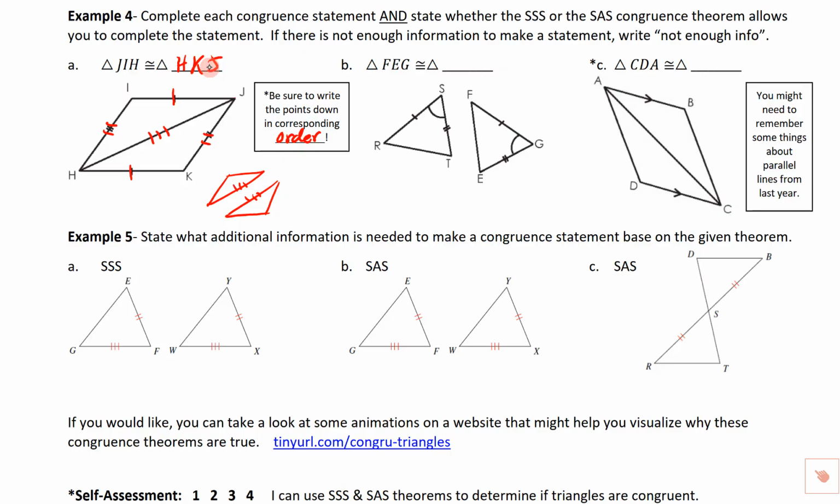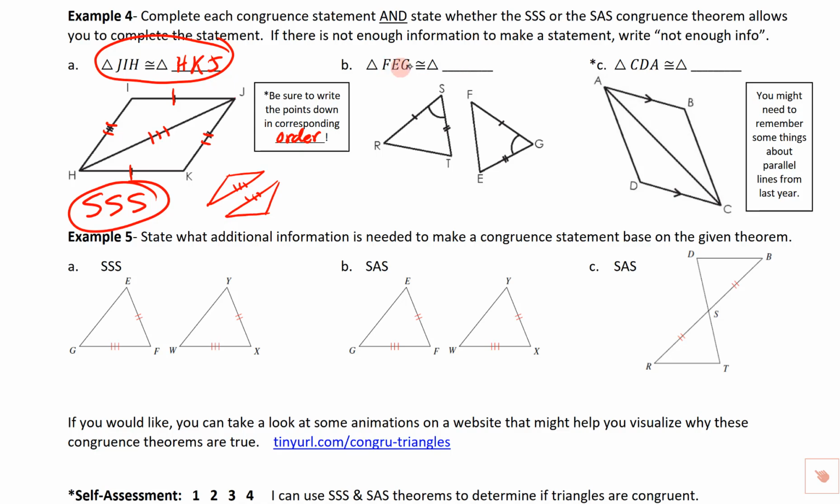HKJ. And the reason we could do that is we're going to say side, side, side congruence. So here's the congruent statement that we can make, but here's why we could do that, because of side, side, side congruence. Okay, let's take a look at the next one.